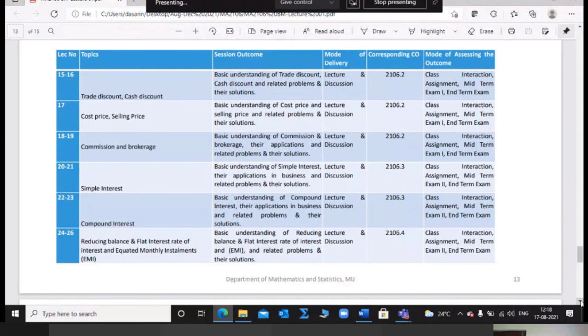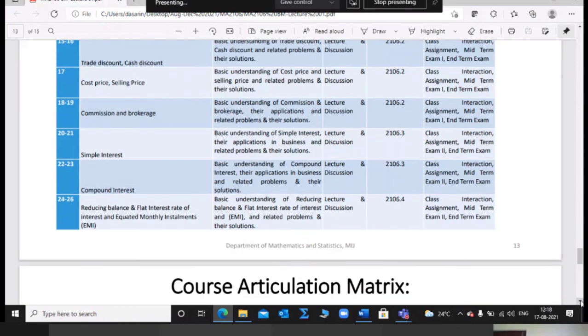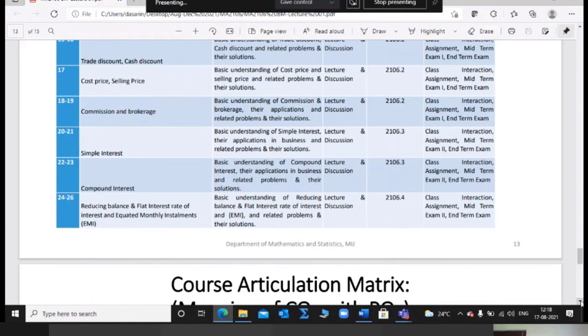Lecture number 18 and 19, it is for commission and brokerages. We'll deal that concept there. Lecture number 20, 21, it is on simple interest. And then we'll enter the compound interest on lecture number 22nd and 23rd. Lecture number 24, 26, reducing balance and flat interest rates of interest and equated monthly installments. So these concepts will be covering in lecture number 24 and lecture number 26.